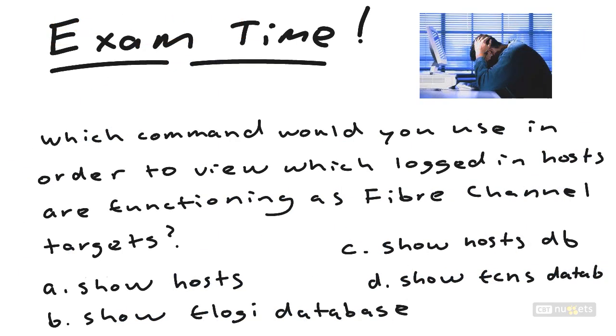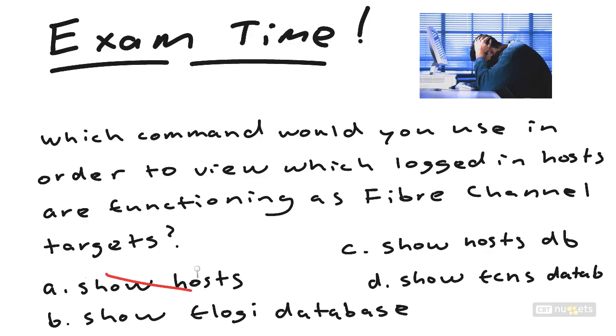Now, before we wrap it up, let's have a little fun with some exam time review. Which command would you use in order to view which logged in hosts are functioning as Fibre Channel targets? Be careful here. Is it show hosts? Is it show FLOGI database? Is it show host database? Or is it show FCNS database, the Fibre Channel Name Server database?